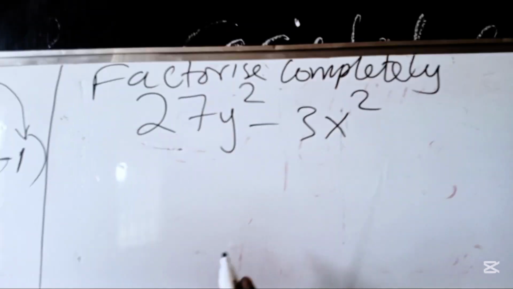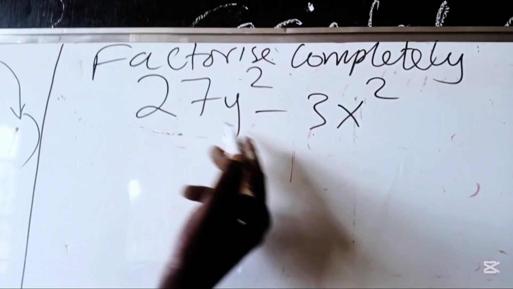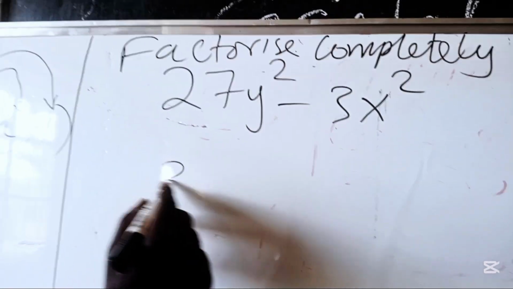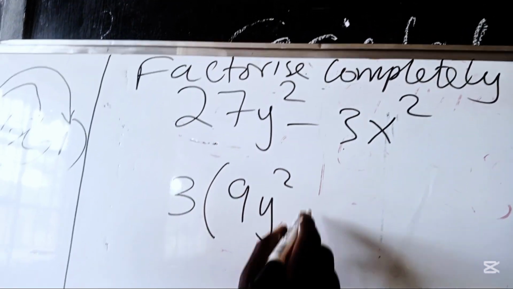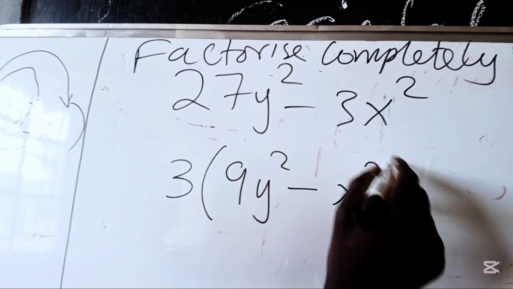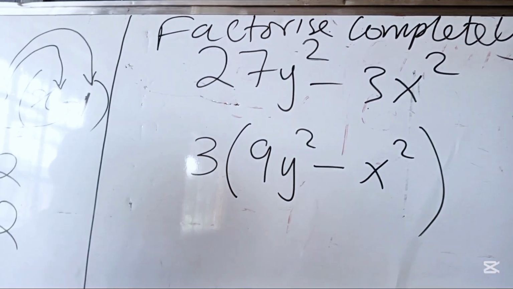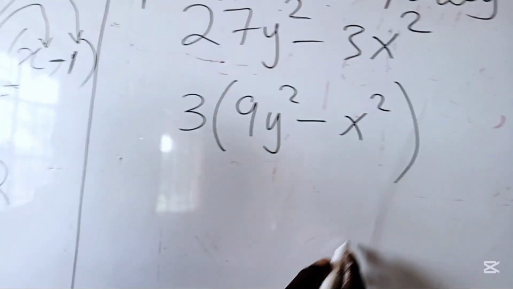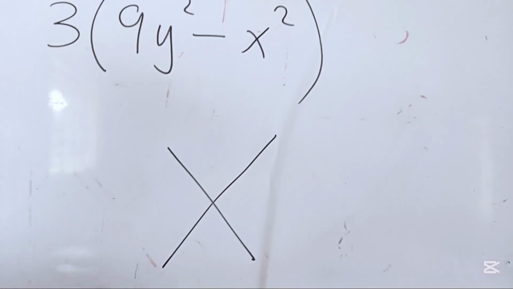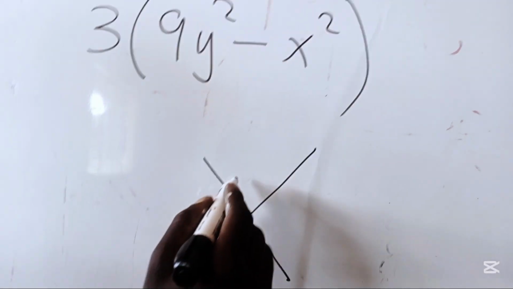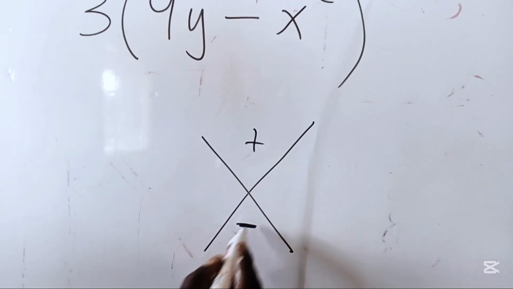So here I can see 2 things. I can see the 3 can go there. So 3 comes out. I'll remain with 9y squared minus x squared. Immediately these are squared, I love my method. Jesus died on the cross. Under Jesus died on the cross, there are 2 operations. One is positive, the other is negative.